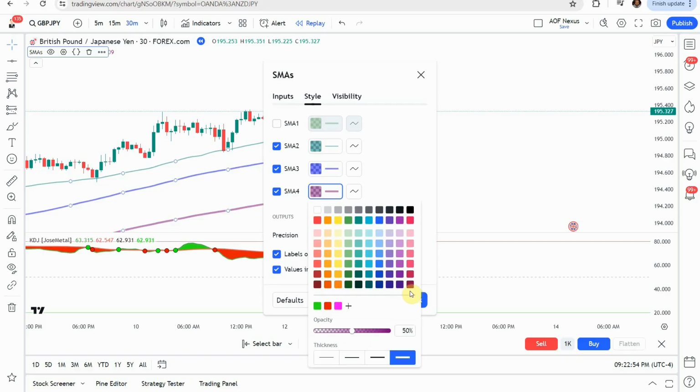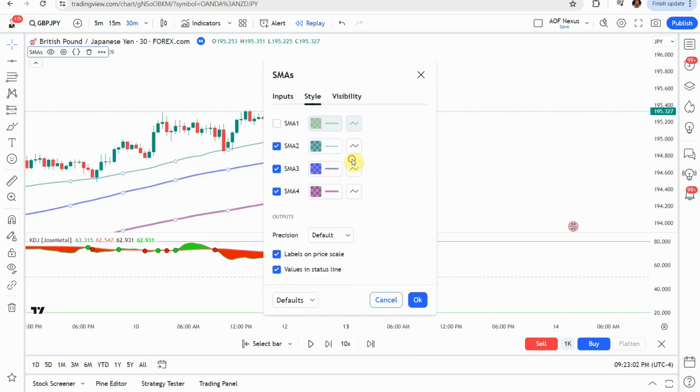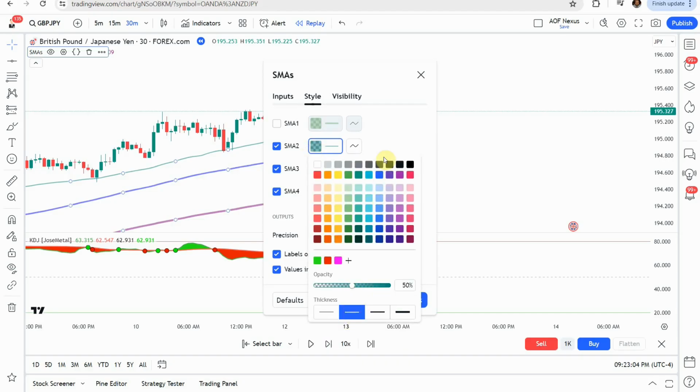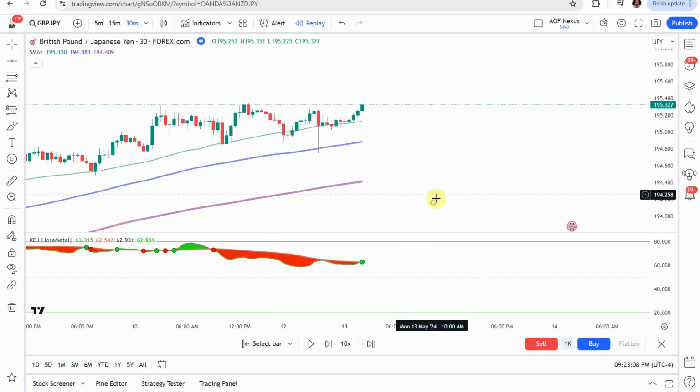And what I did was I made the SMA 4 really bold line weight right here. This one here, the next line weight down. This one here, the next line weight down. Just so that way it's a little bit easier to see how they are staggered there.